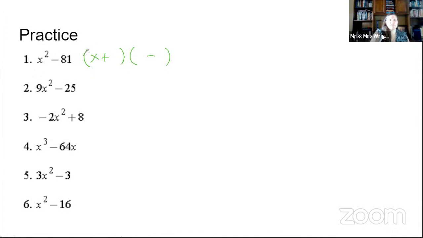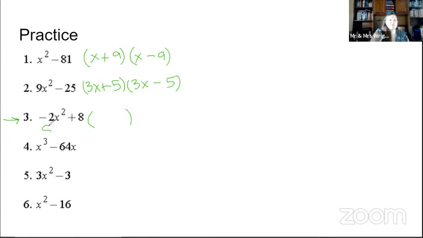Square root of x squared is x. Square root of 81 is 9. First thing I want to do is see if any of these are just, okay, this one I'm going to have to rearrange. But all the rest of these have minus signs in the center, so they look like they're going to be good. 9x squared, square root of 9 is 3. Square root of x squared is x. Plus and minus, square root of 25 is 5.